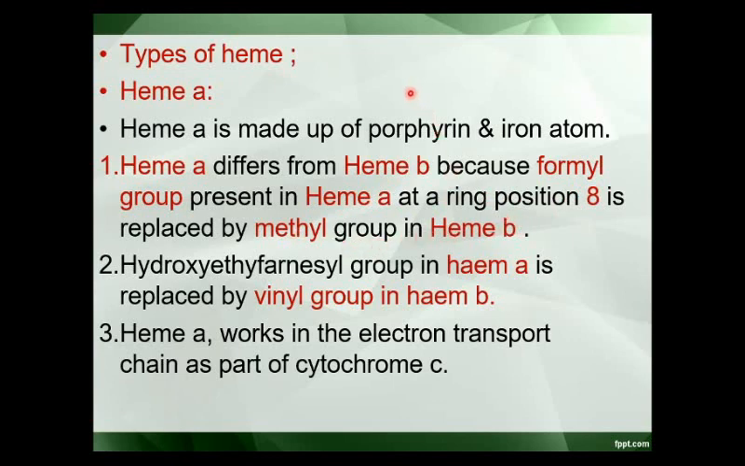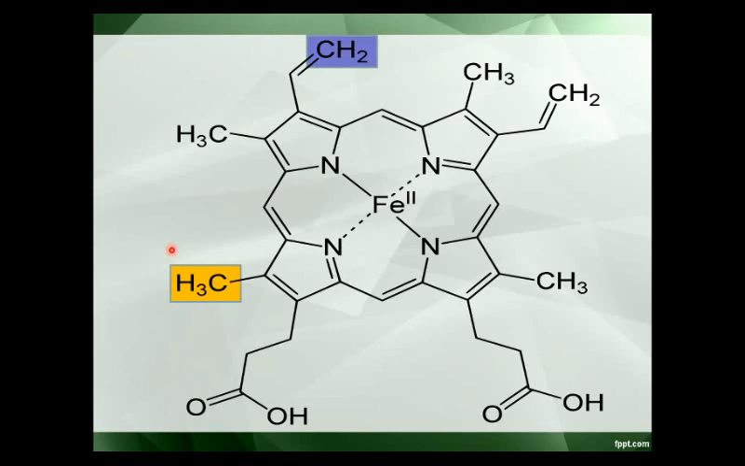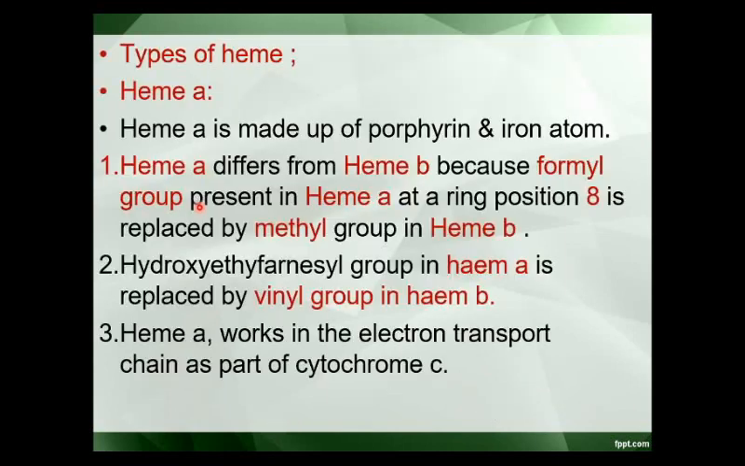We'll just see this. Here you can see the formyl group in heme A, and at the same position in heme B you will see the methyl group. Here you can see the methyl. Again we go back to the slide. The second change is that the hydroxyfarnesyl group in heme A is replaced by the vinyl group in heme B.